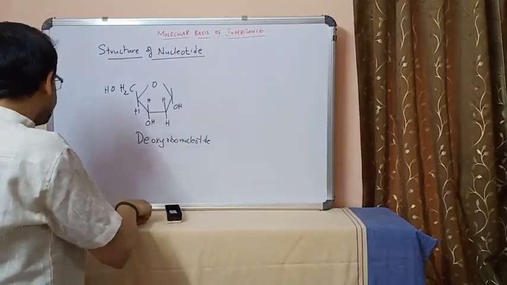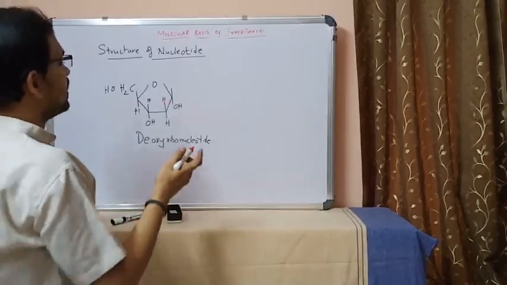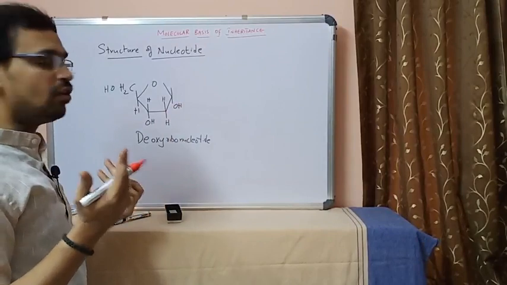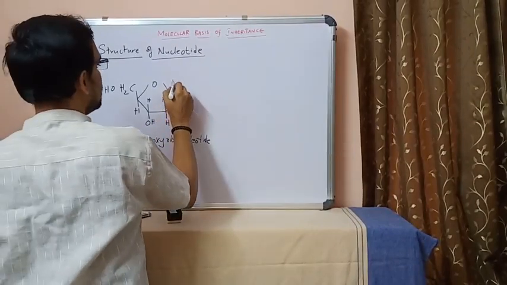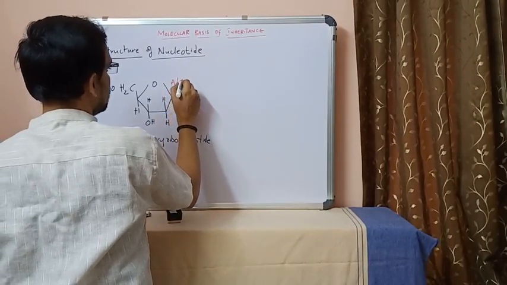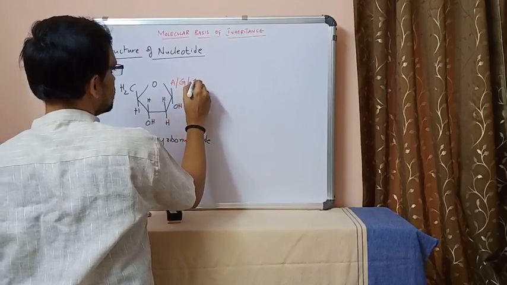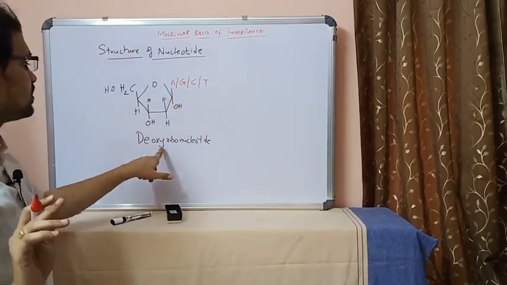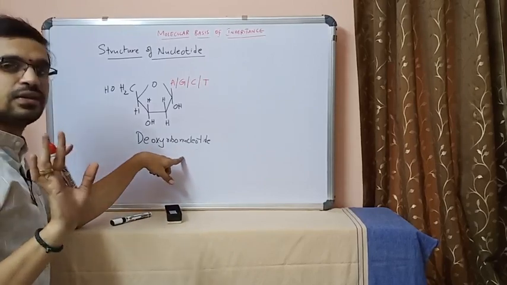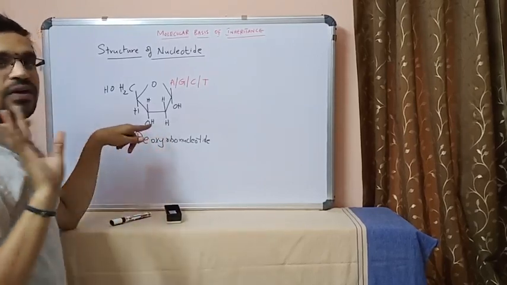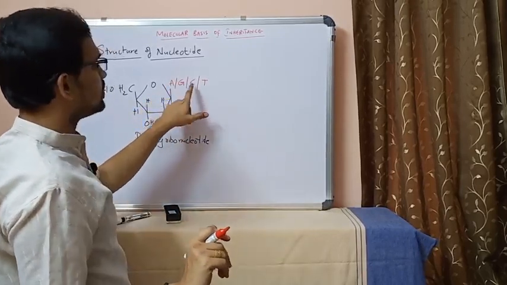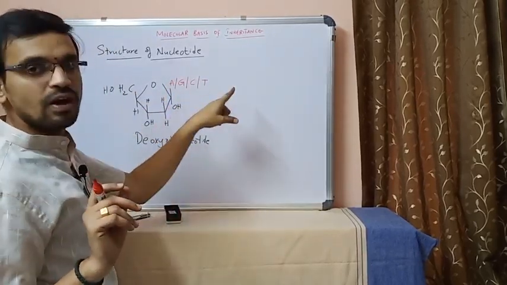So the base, the nitrogen base, which may be either purine or pyrimidine, whatever it may be. So adenine or guanine or cytosine or thymine. No uracil, because it is deoxyribonucleotide. In DNA, no uracil. Thymine should be there, uracil should be absent. So A or G or C or T, any base, all 4 are bases only.